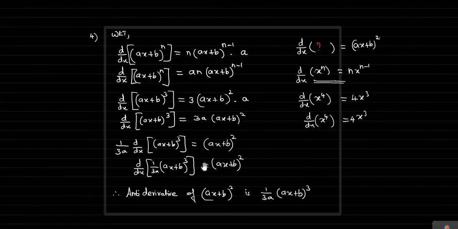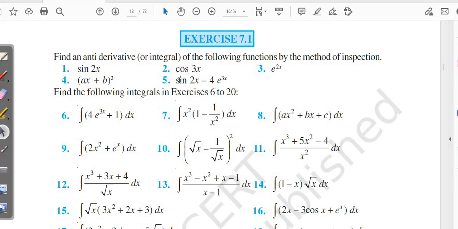Next, the same way we are going to proceed for the fifth one. Okay, fifth one, two functions are combined actually. Sine 2x minus 4 times e power 3x. So individually, see here, sine 2x how we did with the same process, and e power 2x how we separately did, the same way we can proceed with this. Okay, so what is the given one?